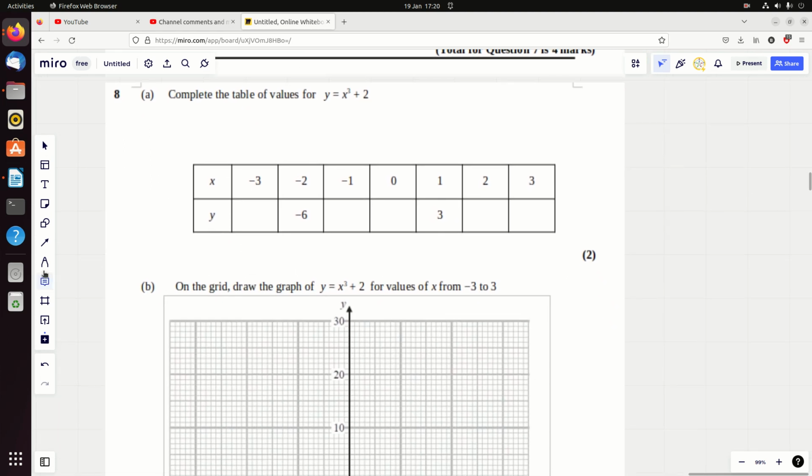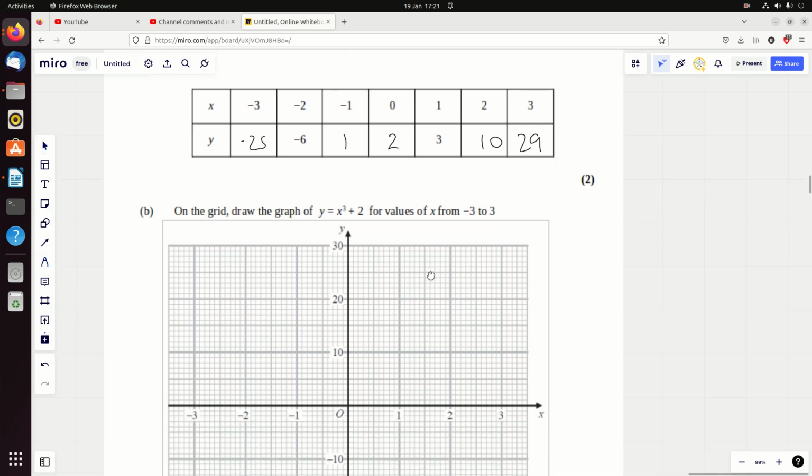Okay, number 8. Complete these tables of values. People were pretty good with this because obviously you're allowed a calculator. Minus 3 cubed is minus 27 plus 2, minus 25. Minus 1 cubed is minus 1 plus 2 is 1. 0 cubed plus 2 is 2. 2 cubed is 8 plus 2 is 10. 3 cubed is 27 plus 2 is 29. Okay, so we've filled in the table.